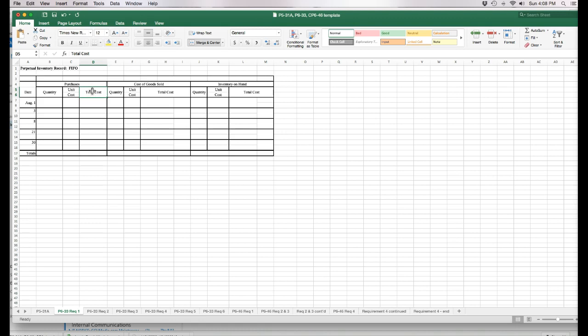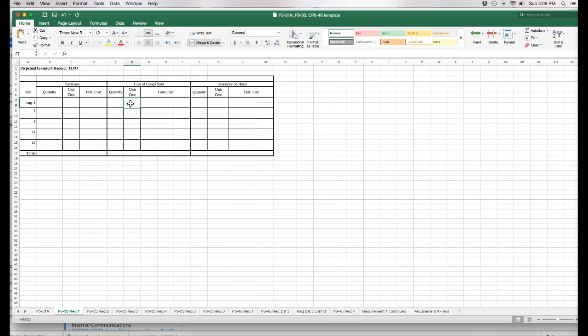And what I want to point out: for purchases, you put the unit cost of what the company purchased that product for. How much did it cost them per unit to purchase that unit? The cost of goods sold, I want to make very clear, because a lot of students make this mistake. In the unit cost, they will often put the selling price. This is incorrect. Do not use the selling price for the unit cost in cost of goods sold.